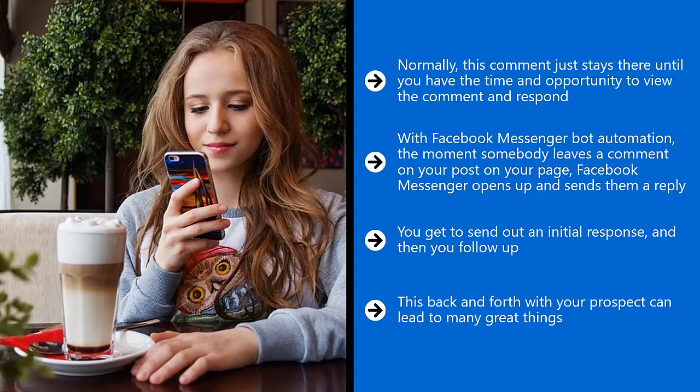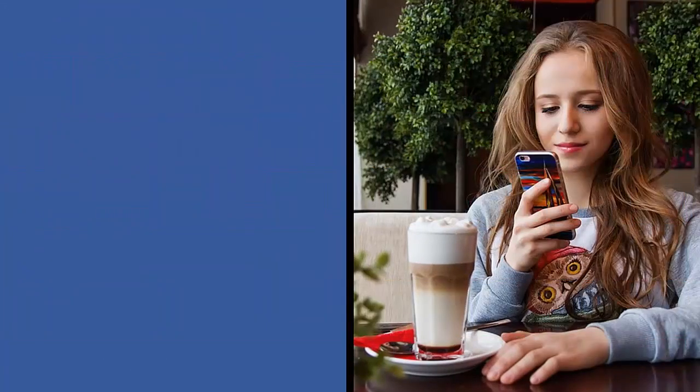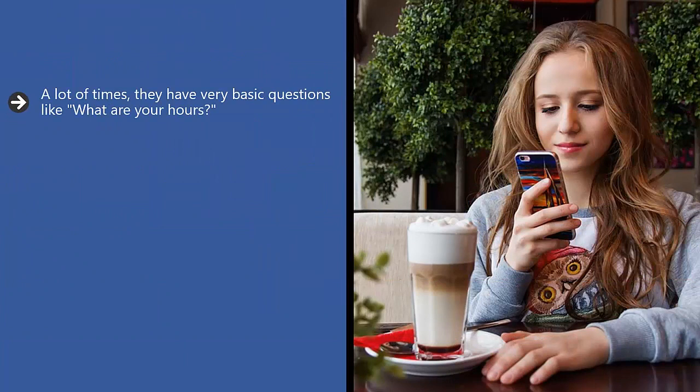This back and forth with your prospect can lead to many great things. It could be an opportunity for you to share even more content links with your prospect. It can also lead to that person getting the kind of answers that they need. A lot of times, they have very basic questions like, what are your hours? Do you have certain things in stock? Do you have a tracking code? What is the status of my order? That kind of thing. This saves you a tremendous amount of time and money as far as customer support goes.